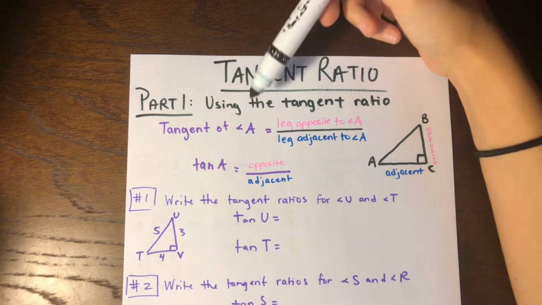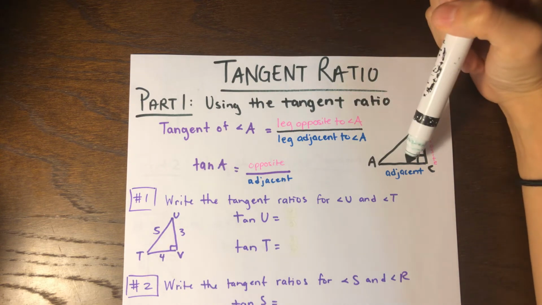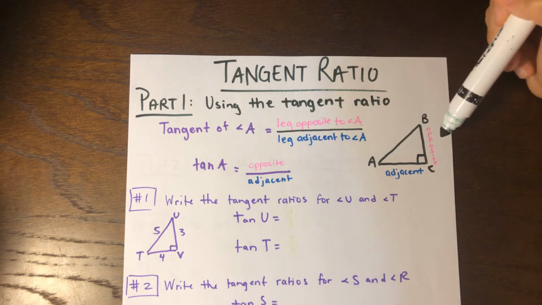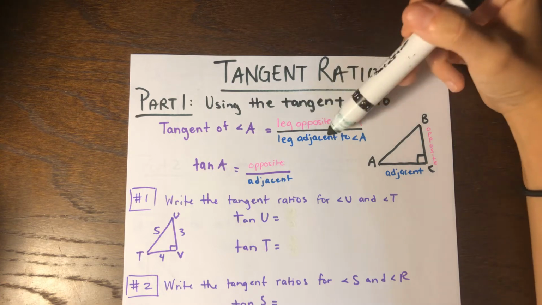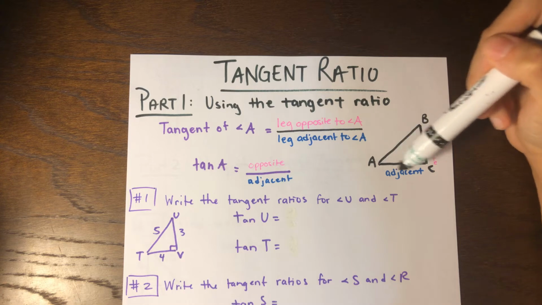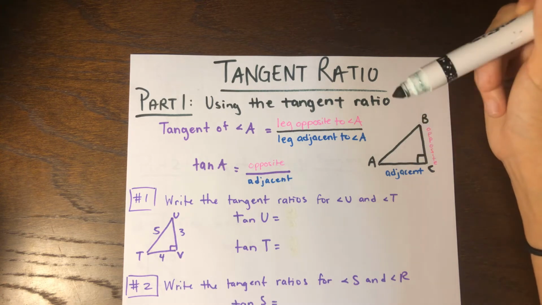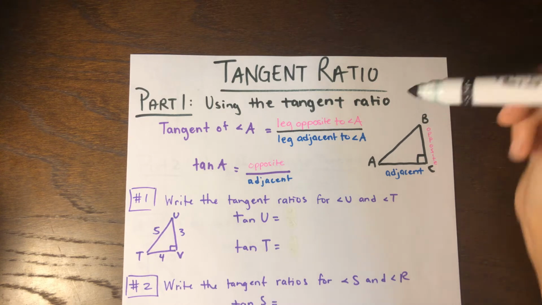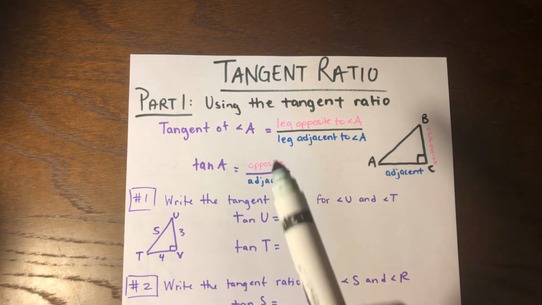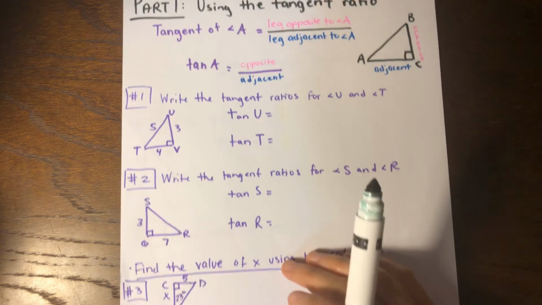So tangent of angle A, this is just an example and an explanation. Tangent of angle A is going to be the leg opposite to, which is if I go to A, it's directly across, over the leg adjacent to. Leg adjacent means I go to that angle, and it's the one right next to it. It will never be the diagonal one. This is your hypotenuse. So tan of A, for short, is the opposite over the adjacent.